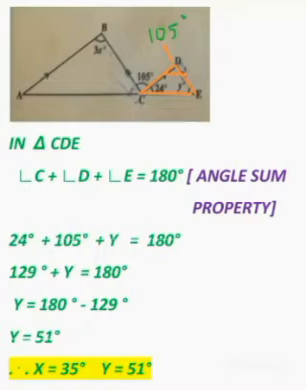So you have to find out the measure of y. Let us transpose 129 to the other side. So y is equal to 180 degrees minus 129 degrees. So y is equal to 51 degrees. So children, the measure of x we got as 35 degrees and the measure of y is equal to 51 degrees.